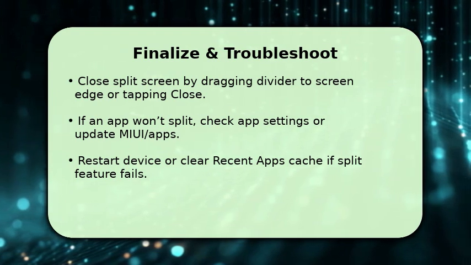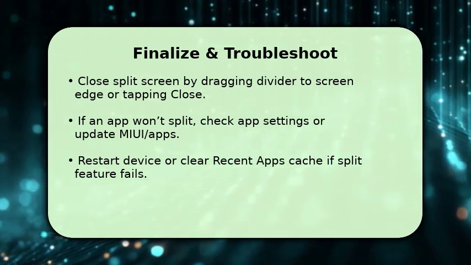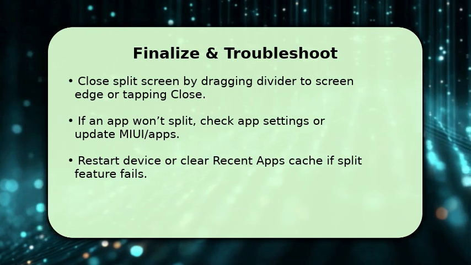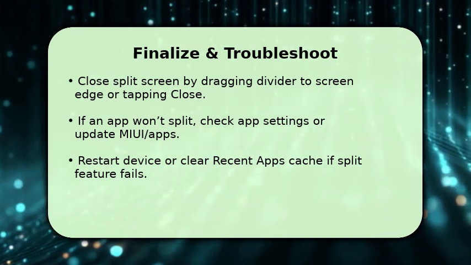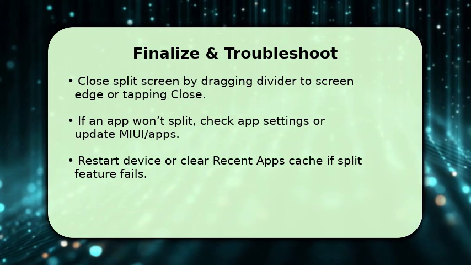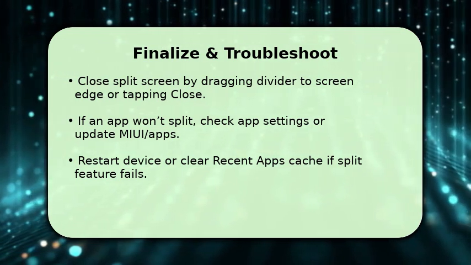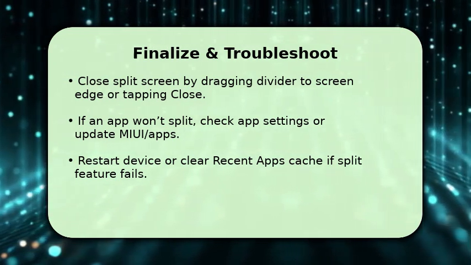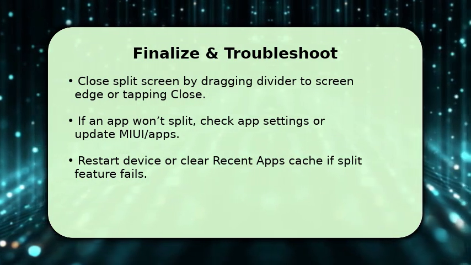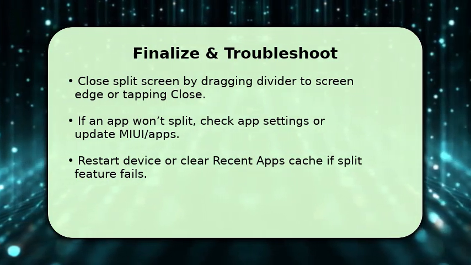If split screen fails, make sure the app allows multi-window, update the system and apps, and retry. Sometimes a reboot or clearing recent apps fixes stale permissions. If problems persist, check MIUI settings for gesture conflicts. Otherwise, you're done and can use split to multitask efficiently.